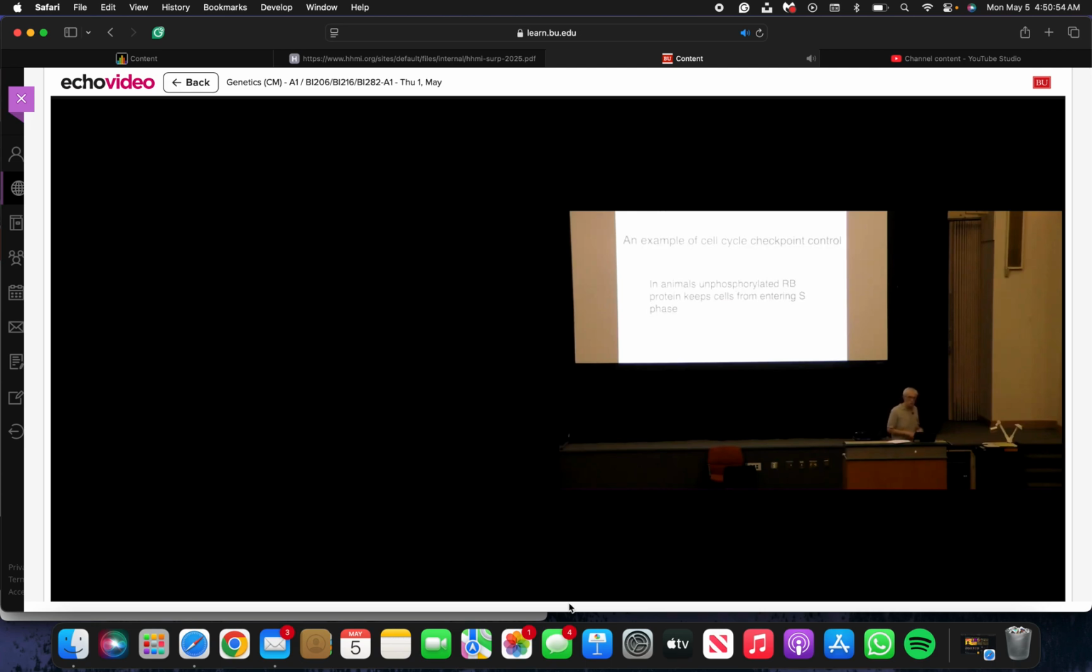So an example of a particular checkpoint, we're going to look at going from G1 to S phase, which is called the RB protein, or retinoblastoma. So we're going to work through this on the slide to show you what's going to happen. Okay?